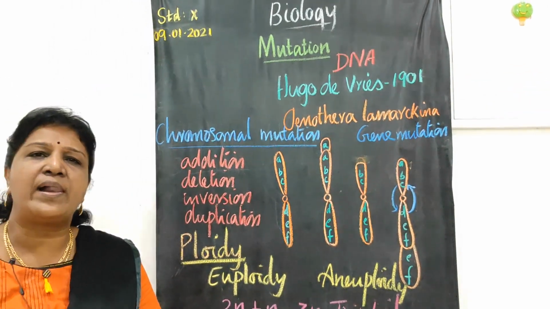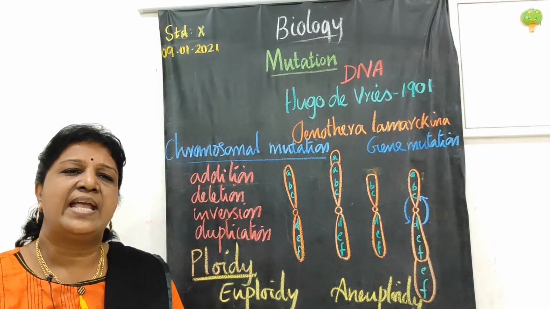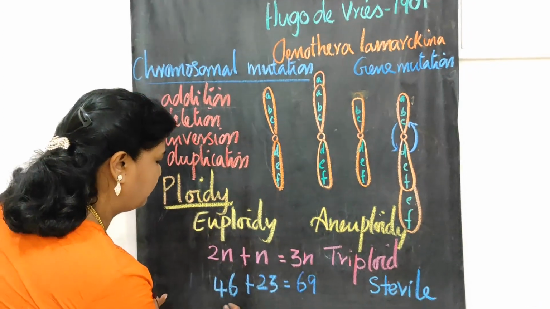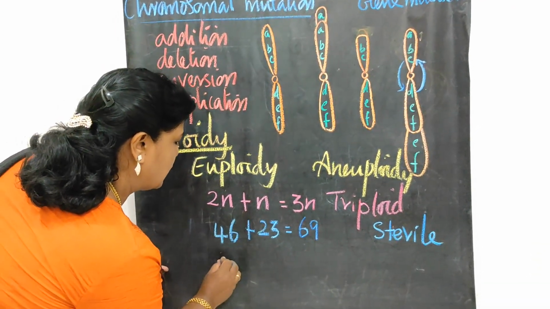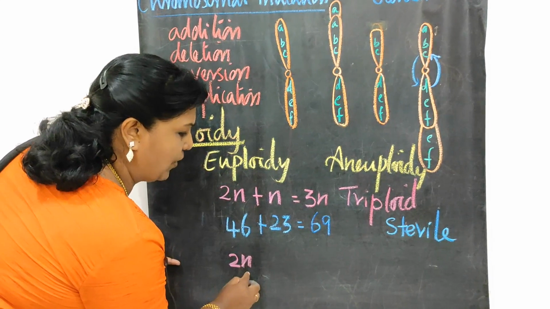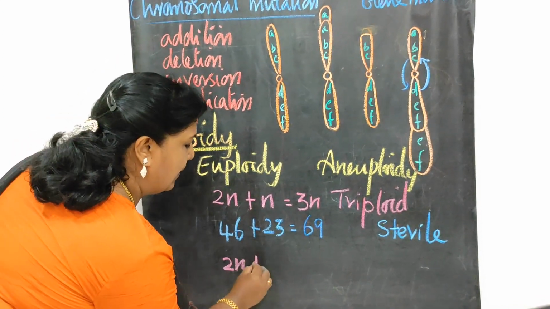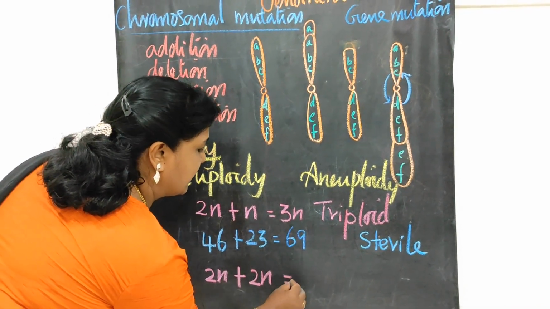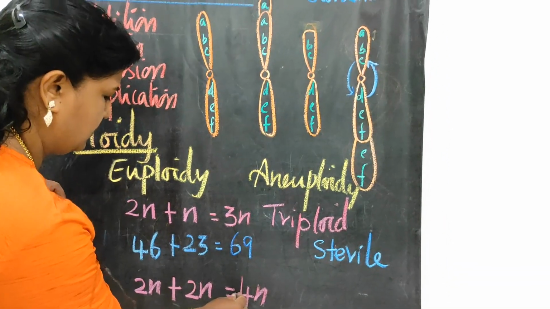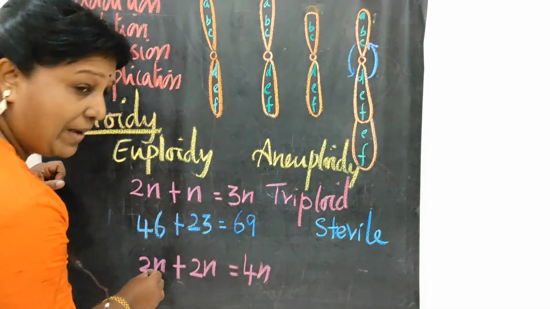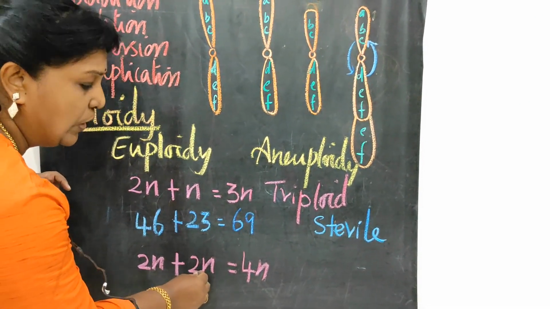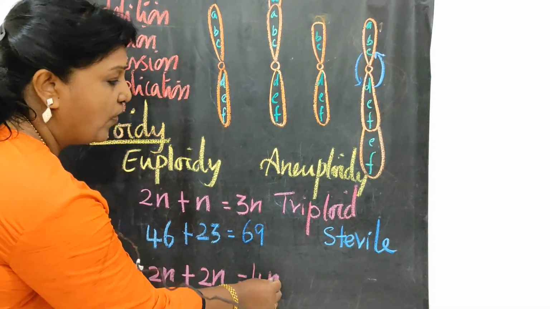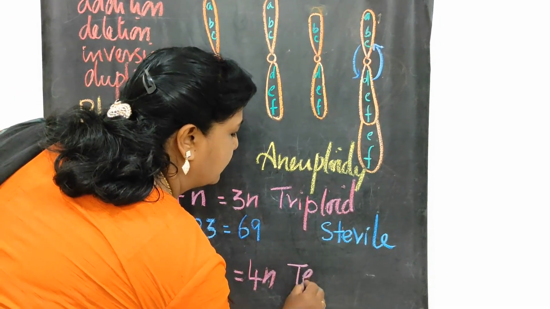And if it has 4 haploid sets of chromosomes, it is said to be tetraploid. So now you see here, the normal diploid chromosome is 2n. Plus 2n is added. So we are getting 4n. So to the normal diploid chromosome, we are adding 2 sets of haploid chromosomes. So here we are getting 4n, that is tetraploid.